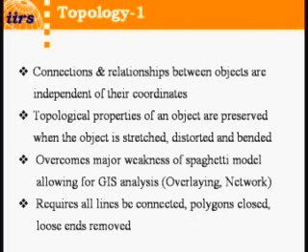Then the overall major weakness of the spaghetti data model is that it doesn't allow for GIS analysis, like overlaying and networking. All those things are possible with a topological structure. It then requires all lines be connected, polygons closed, and loose ends removed. So all those things you have to make sure of in the topology.